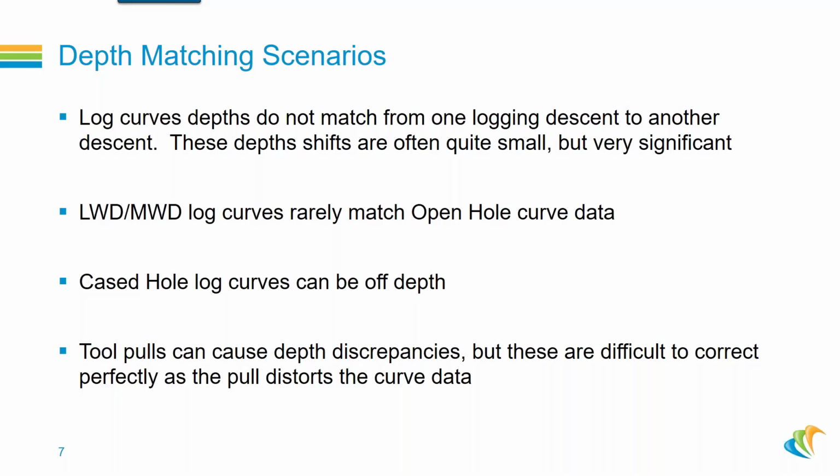So it's important. The LWD-MWD log curves, being that they're measured in drilling time rather than depth, almost never match the open hole curve data, and those shifts are often very difficult to make. Case hole logging curves can be off depth, and that can be disastrous because you perforate and frack your wells based on those case hole log curves. And then tool pulls can cause depth discrepancies, and those we can correct somewhat, but they're difficult to correct perfectly as the pull distorts the curve data.